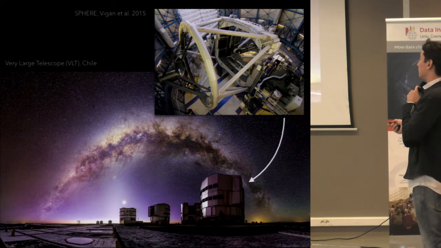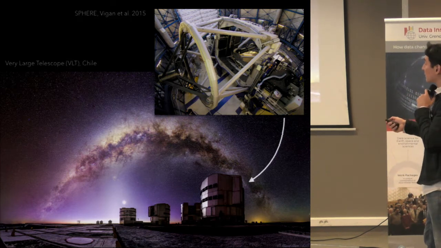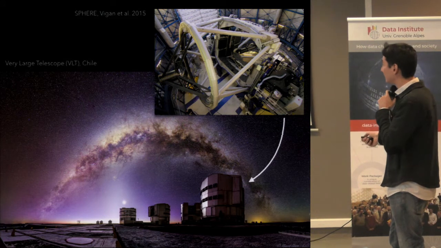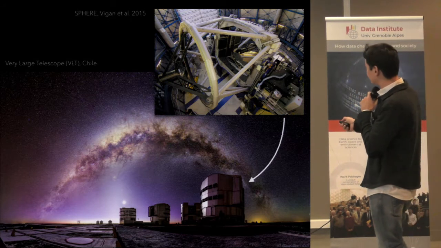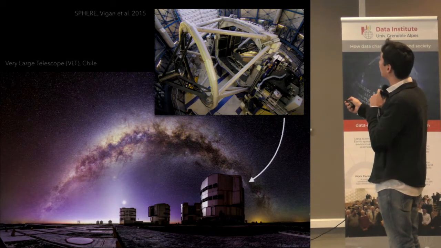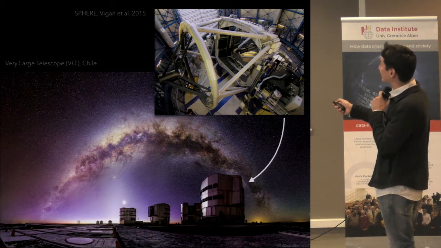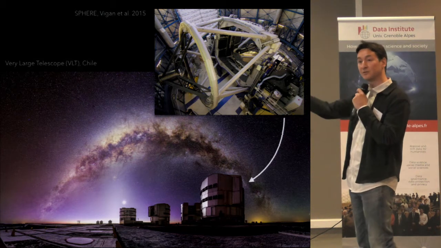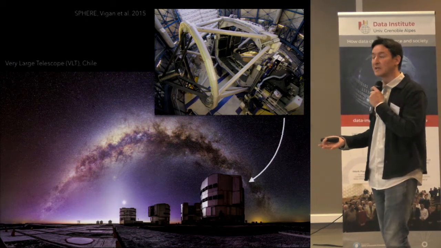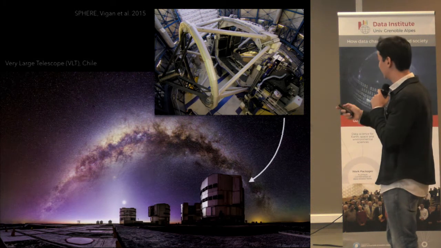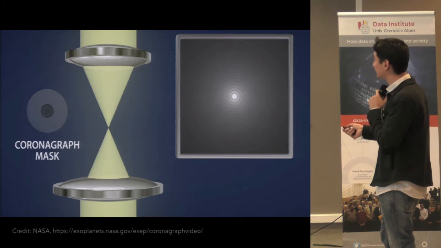So we rely on using the largest telescopes on Earth. In this case, this is the Very Large Telescope owned by ESO, located in Chile. And this is what's inside one of these towers, which is one of the telescopes, and we put instruments there. In this case, this is SPHERE, heavily developed by the university here. And so we use infrared detectors, we use special optical devices.